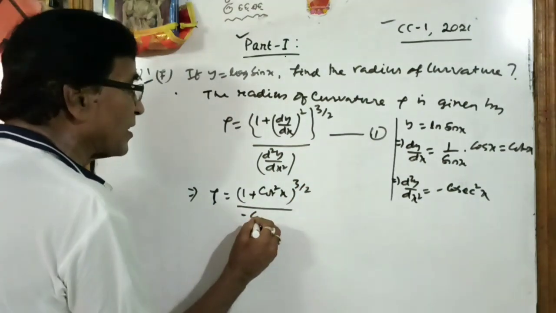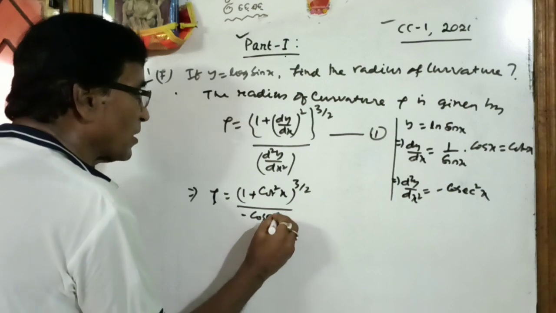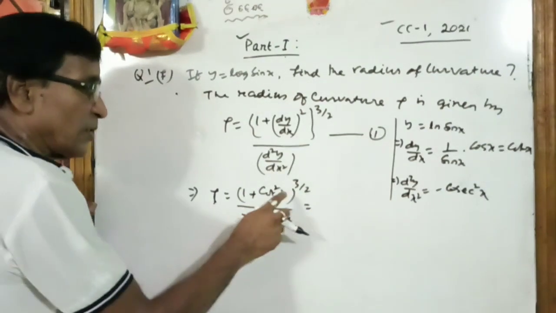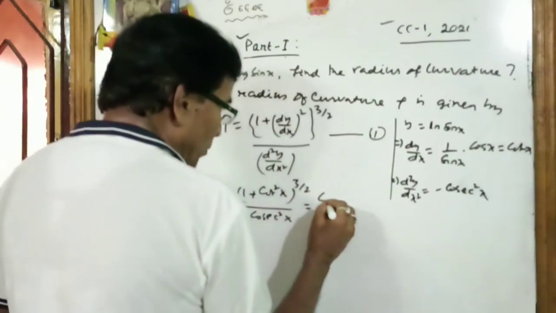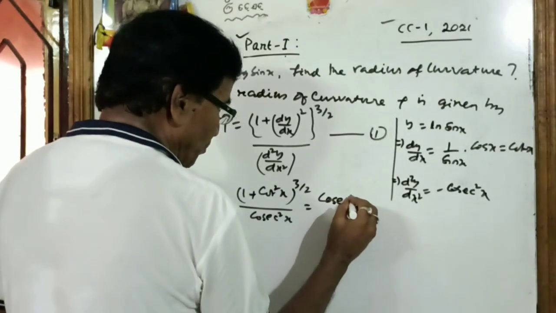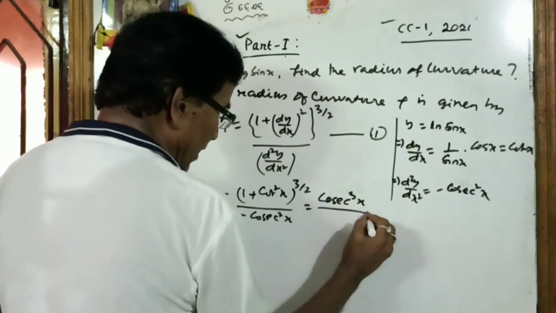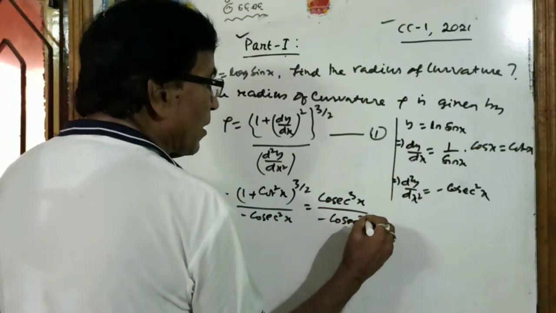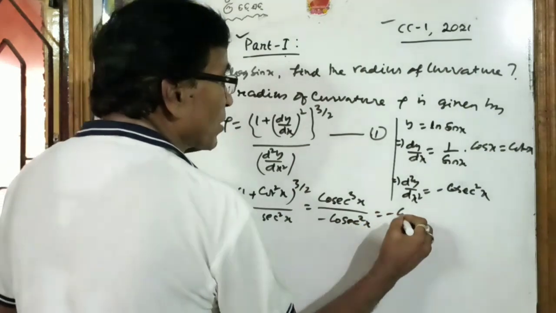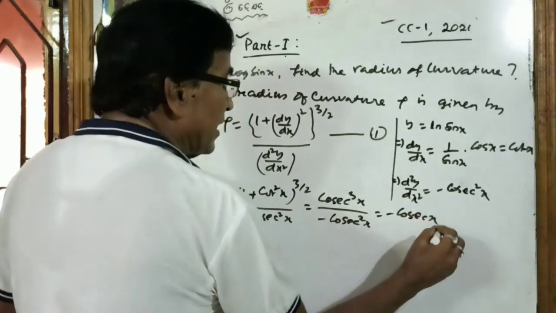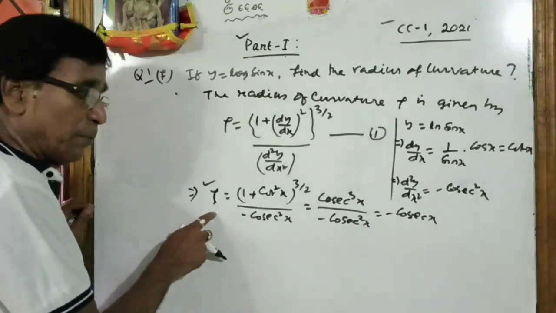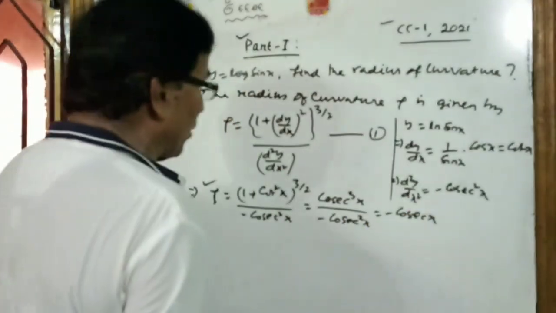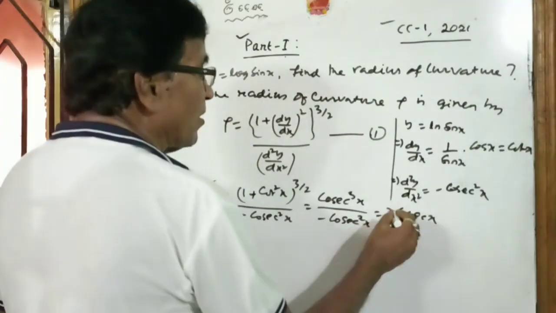So 1 plus cot square x is cosec square x, whole to the 3 by 2. It is cosec cube x divided by minus cosec square x, and that becomes minus cosec x. So this radius of curvature represents a length. Length cannot be a negative quantity, so omitting the minus sign, taking the absolute value, we get that rho, the radius of curvature, is equal to cosec x.